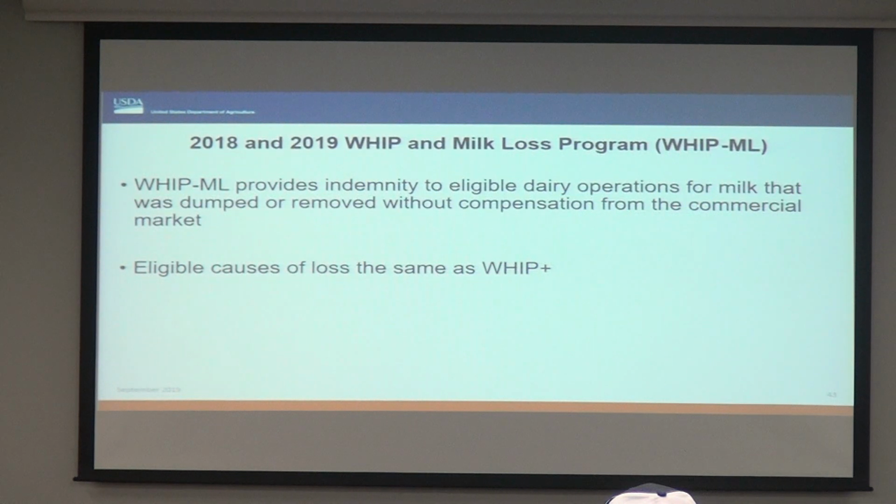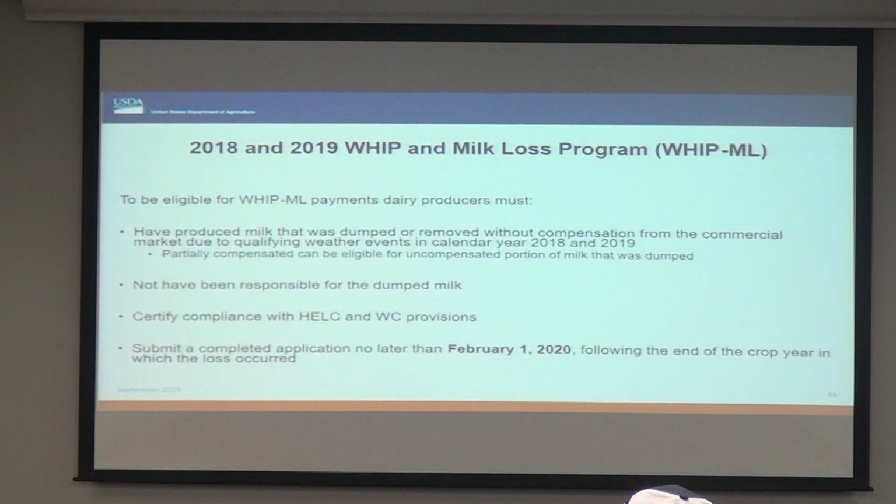Like I said, it provides payments to eligible dairy operations that had to dump milk without compensation from the commercial market, and the eligible causes of losses are the same as under WIP. You know, we're looking at hurricanes and tornadoes, primarily here in Georgia. To be eligible, you had to dump the milk, removed from the commercial market, due to a qualifying disaster event in either 2018 or 19. If the producer was partially compensated, that does not knock them out of the program. They can still apply for any uncompensated pounds of milk that was dumped.